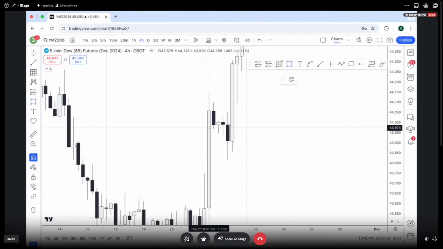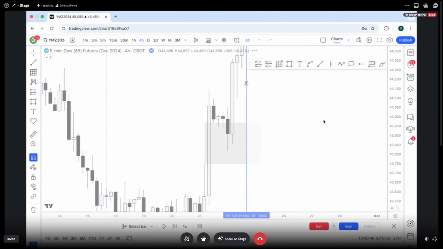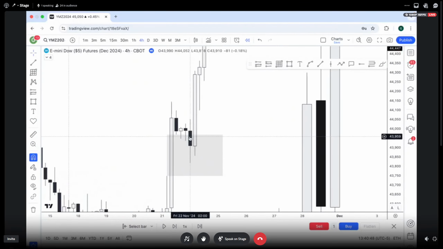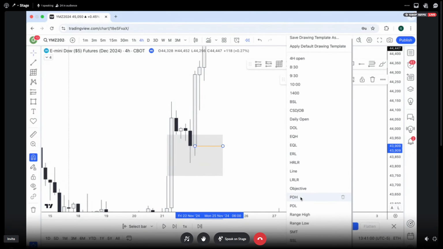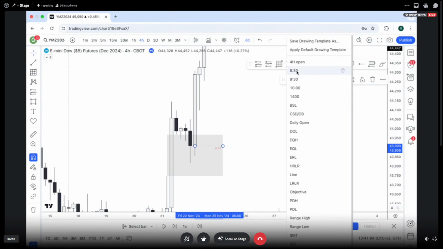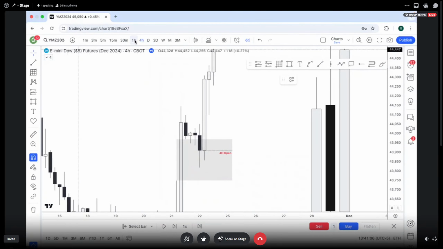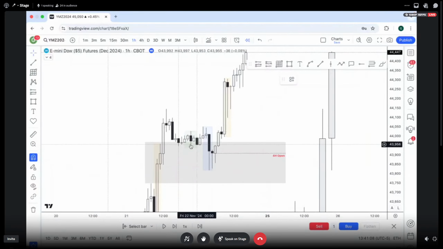Okay, I took this last Friday or something. Again, I want to trade an expansion candle. So I'm not going to trade this 2 a.m. candle. I want to wait for the 6 a.m. candle. But you're going to see the manipulation inside of here. Where's the 4 open? So you see this right here? It's manipulation.